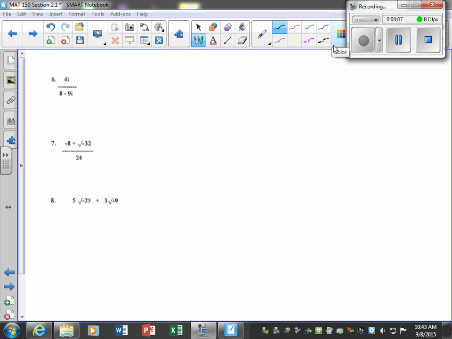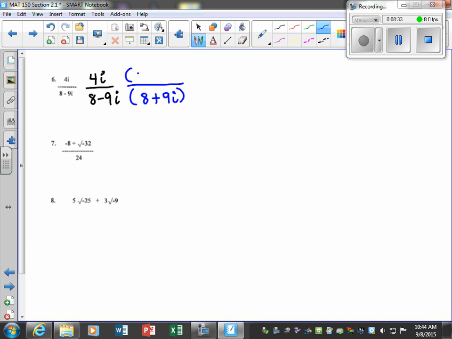Okay, number 6, this is 4i divided by 8 minus 9i. Now we want to simplify this, and we don't want a complex number on the bottom, so what can we do to get that to be just a real number? Good, conjugate, and the conjugate of this one is going to be 8 plus 9i. Whatever you do to the denominator, you have to do to the numerator as well.